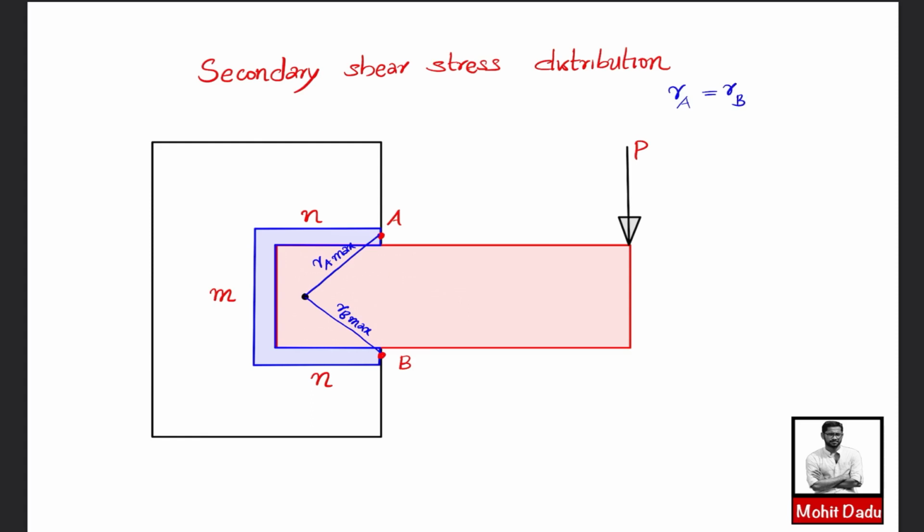Here RA and RB will be the same, and the direction of the secondary shear stress you can obtain: it will be perpendicular to the line joining the CG and point A, and since the moment is clockwise, this will be acting in this direction, and here this will be acting in this direction. You can name it tau 2A since it is secondary at A, and this one tau 2B at B. Since RA and RB are the same and all the parameters are the same for this cross section, tau 2A and tau 2B will also be the same. So these points have the maximum secondary shear stress.